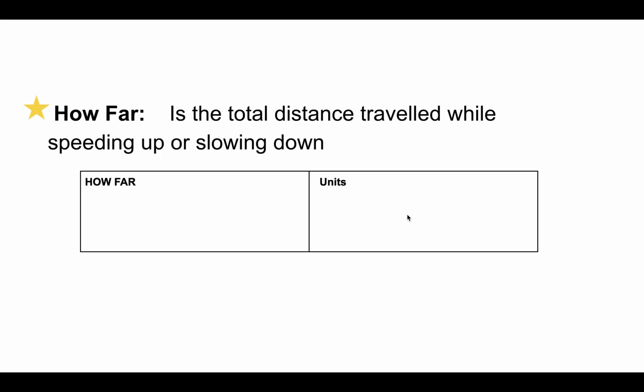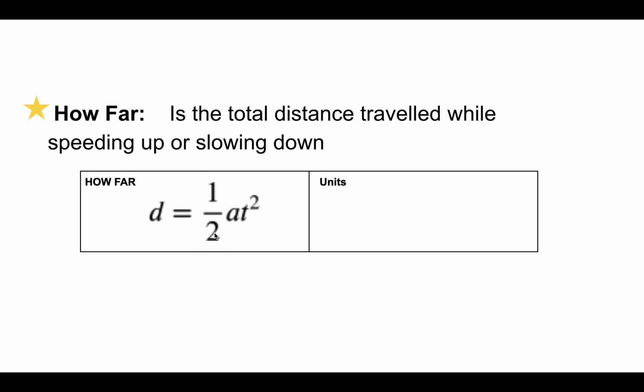That's very important in physics. Okay, how far is just the total distance traveled. Now this equation, I know it looks a little crazy, but once you get used to it, you'll be fine with it, and we'll take you through all the steps. So the D stands for distance, and distance is how far something is going.